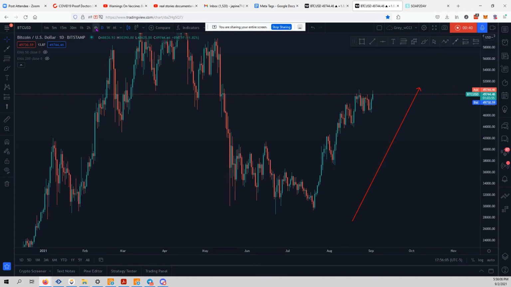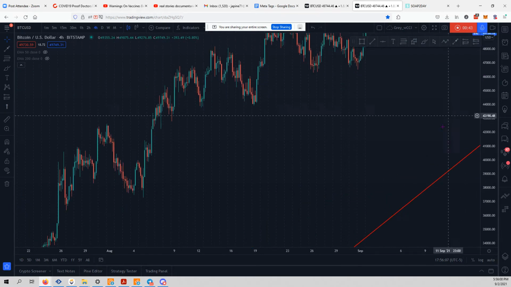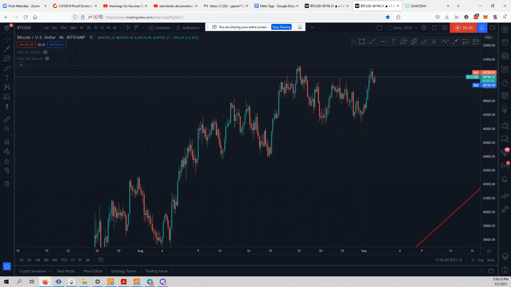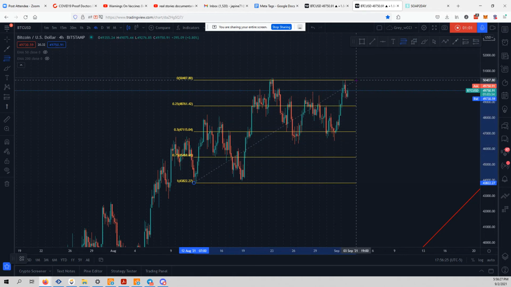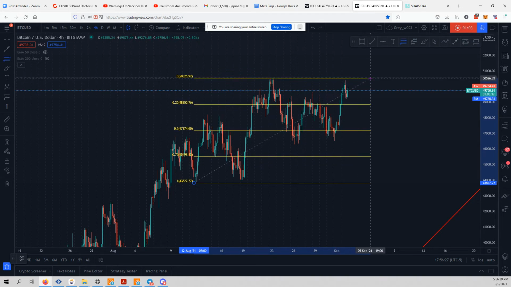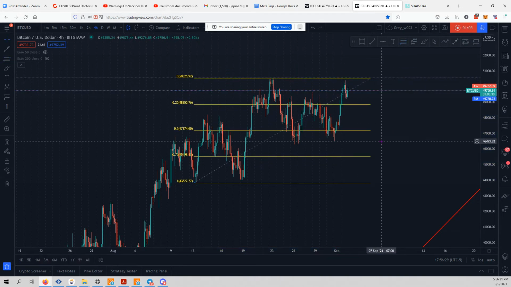So if we drop it to the 4-hour chart right here, what we're going to do is drop our fibs, right here, boom. We'll take this one. So we have here two equal lows right here. So we're going to go from there all the way to the equal highs there. We've got a trading range here. We have a trading range here.